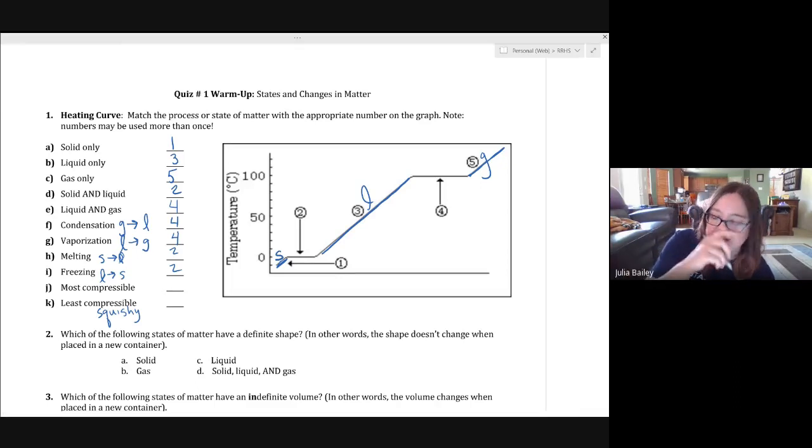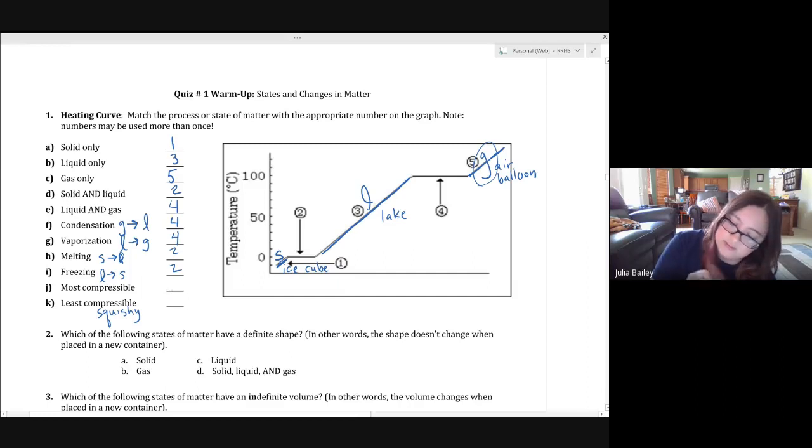So if you're thinking of examples, for a gas, think about the air inside a balloon. For a liquid, think of just a lake. And for a solid, I would just go with an ice cube. Which one of those is the most squishy? It's going to be the balloon, which is the gas, most compressible or most squishy. And we want to write a number there. The number there is 5.